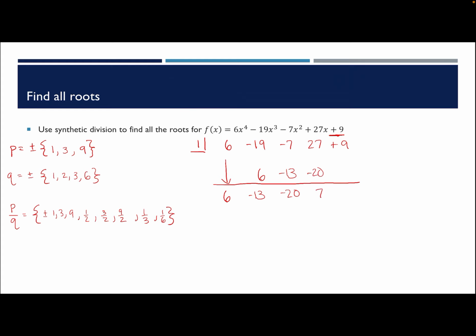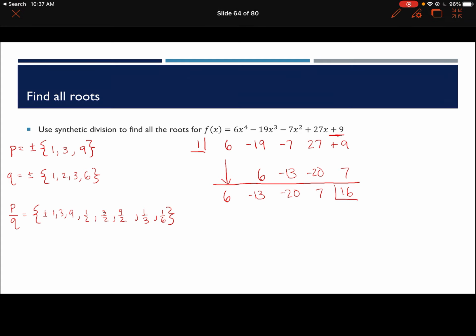27 minus 20 is 7. 1 times 7 is 7. 9 plus 7 is 16. So 16 does not, 1 does not work. So that means that we need to choose a different value for synthetic division.